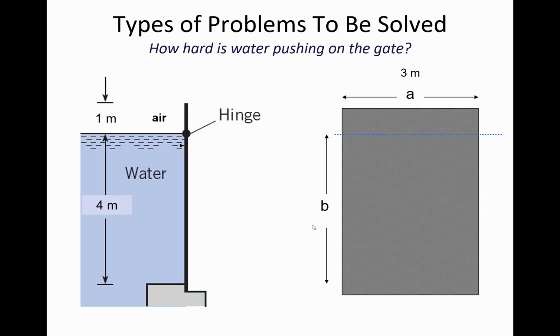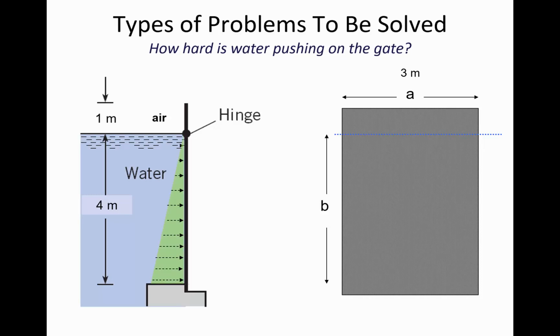So if we want to find out how hard the water is pushing on the gate, then we have to know, first of all, the dimensions of the gate. We need to know the properties of the liquid, so that it's water tells us the unit weight. And then we also need to do an analysis related to some other factor as well. But this is kind of just the preview of what we're trying to figure out, which is what's the effect of the water on that gate.